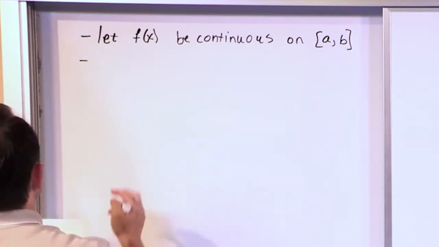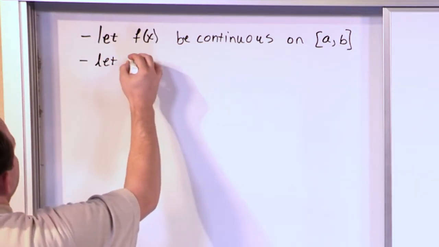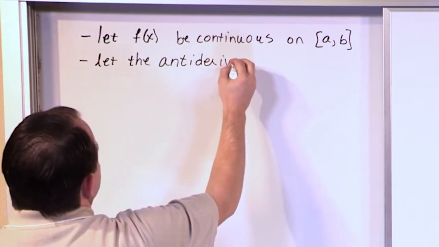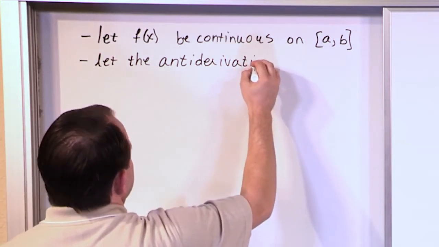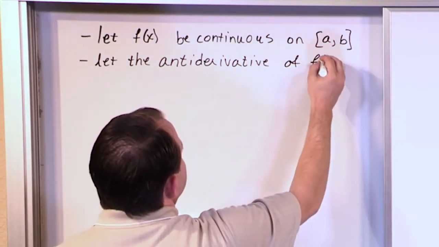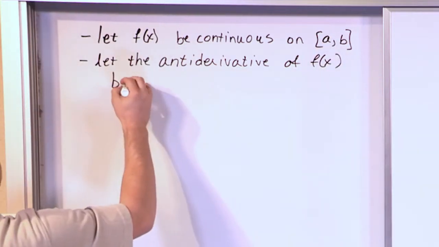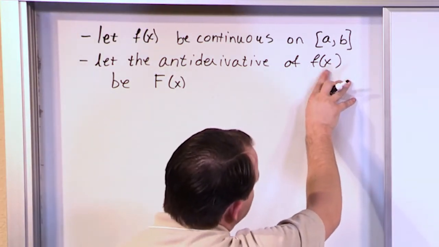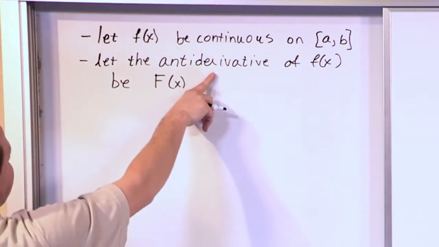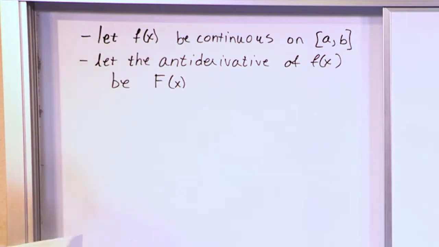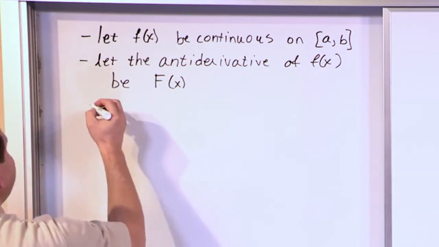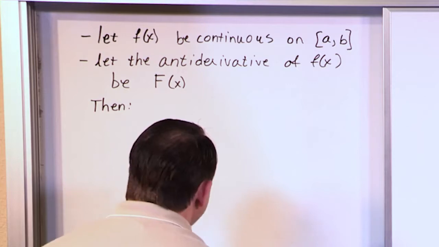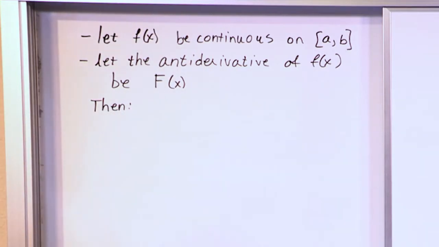The second little thing is we're going to let something called the antiderivative, and I'll explain what that is, of f of x be denoted as capital F of x. Notice the function we're integrating is f of x, little f. The antiderivative, which I need to explain in a minute, is denoted by a capital F. All right? Once you let those two things be true, then the following can be defined. Because if you don't have a continuous function, then you can't do any of this stuff.